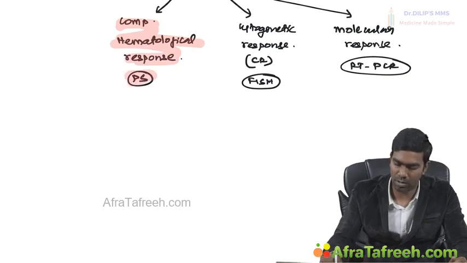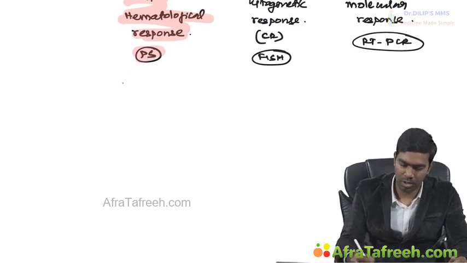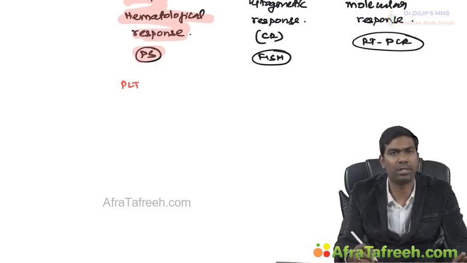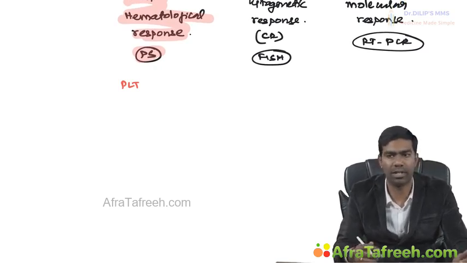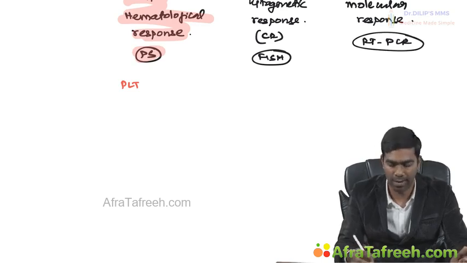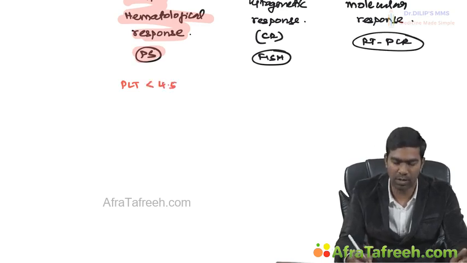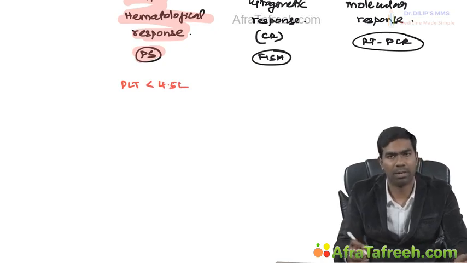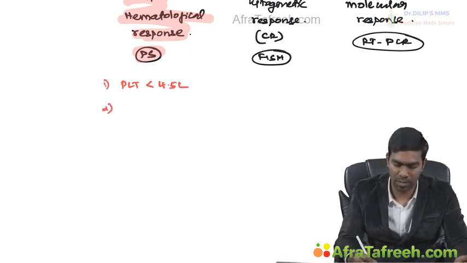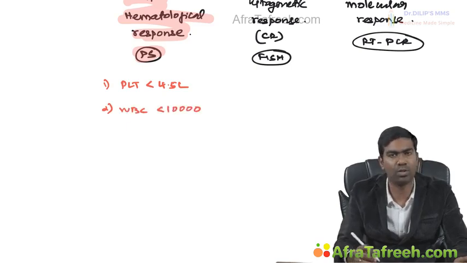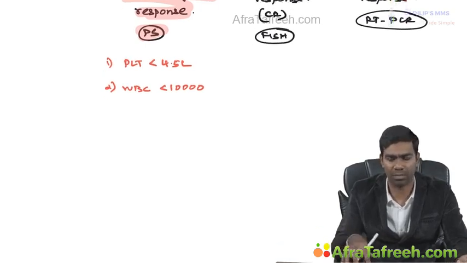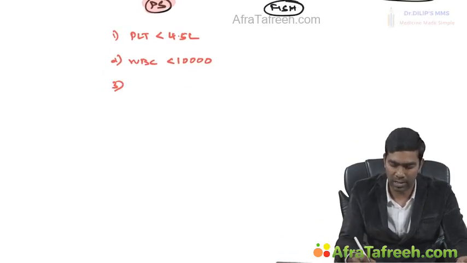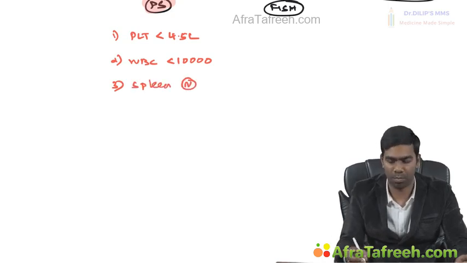Complete hematological response, number one: your thrombocytosis should resolve, which means in the chronic phase of CML, definitely there will be thrombocytosis, no doubt about that. So the platelet count should come back to less than 4.5 lakhs per microliter. Number two, your WBC count should come to the normal range, that is less than 10,000; usually it will be in the 20 to 40,000 range in CML. And third thing, the spleen should become normal in size, very important point again.